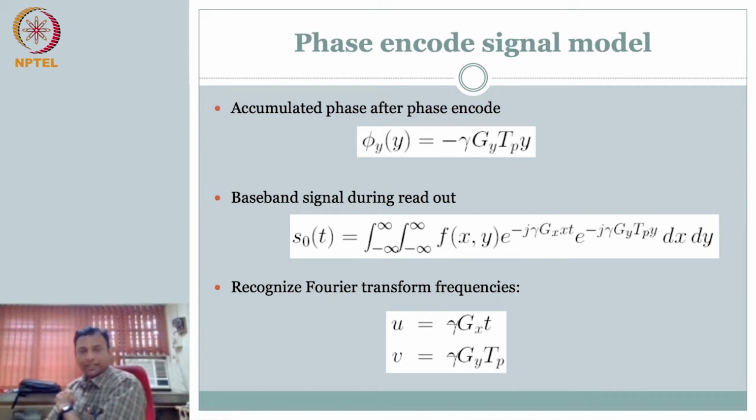If you have to recognize this, you'll quickly recognize this is also a Fourier transform, if you make the appropriate variable identification. So your u is gamma Gx t as before. Your v is gamma Gy tp. Right. So essentially, what you have recorded is Fourier transform data corresponding to this frequency u comma v, right, along the direction that was shown in the previous slide.